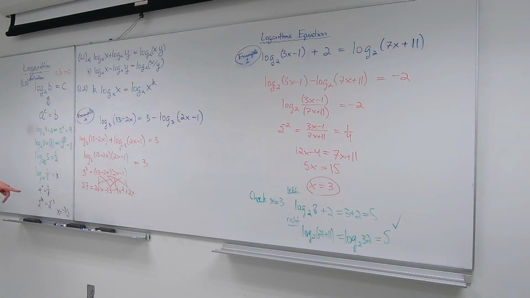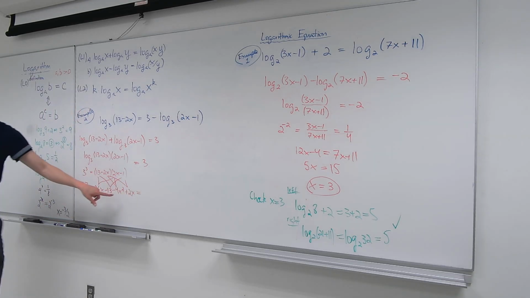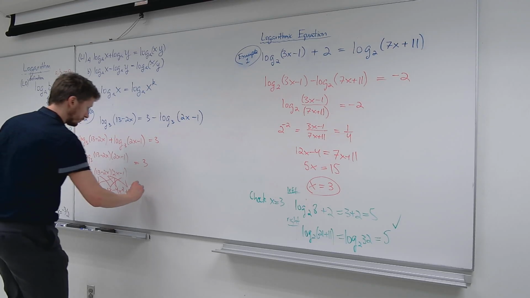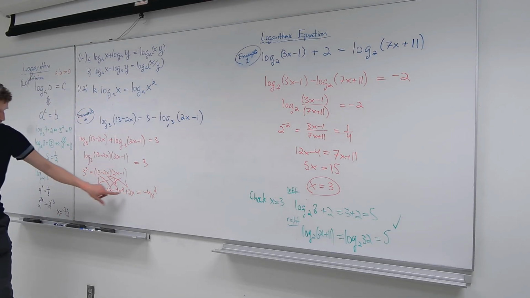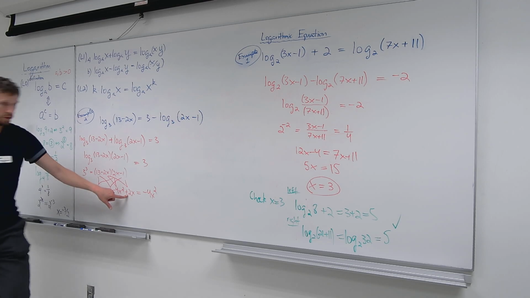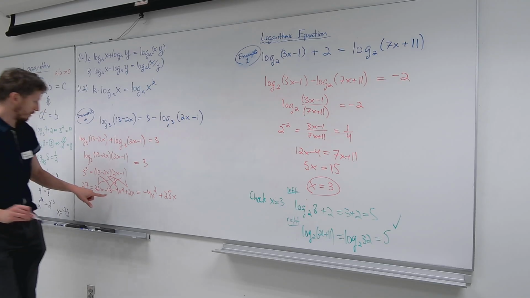Let's put together like terms. We're almost done there. What is it? Negative 4x squared, right? Then what? Almost done, everyone. Last problem. What is 26x plus 2x? 28x. And what about the minus 13?